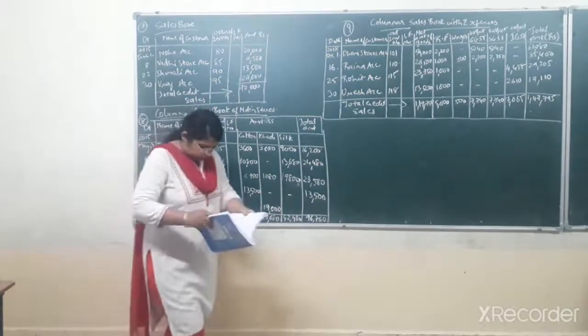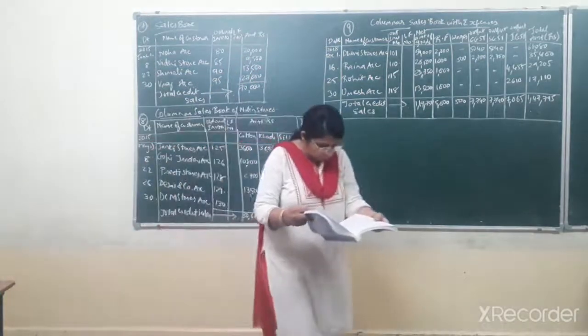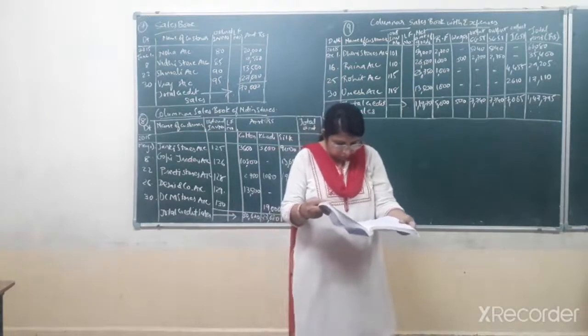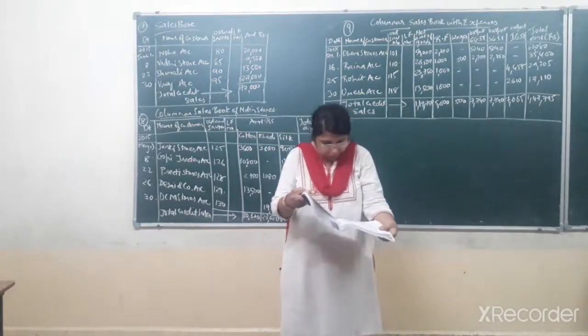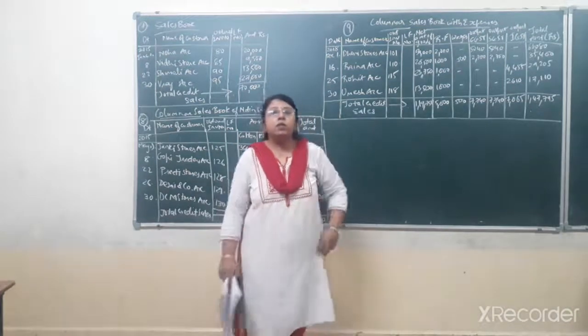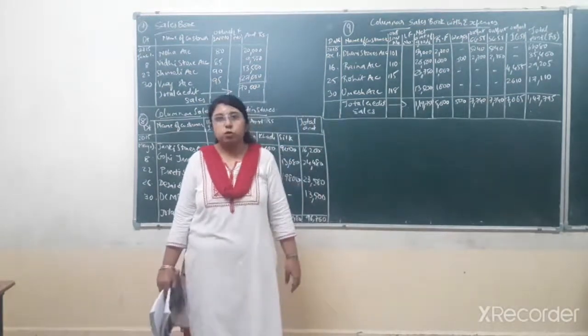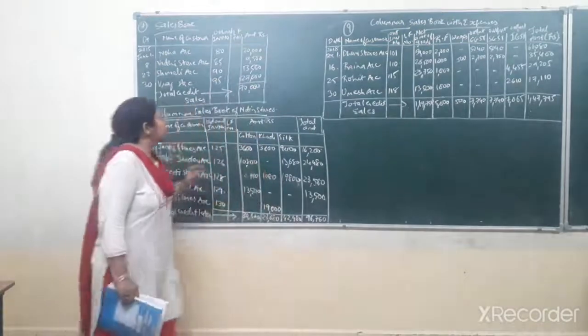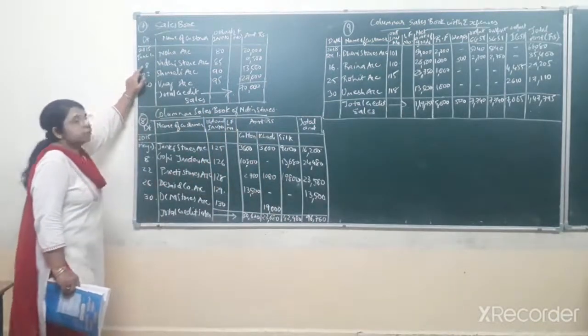Next transaction, that is 8th date. Sold goods of 10,000 to Vidhi Stores at 5% trade discount and sent bill number 85 with carriage of rupees 400. Now over here we have sold the goods on credit to Vidhi Stores account. So first of all in the column of date, that is 8th date.